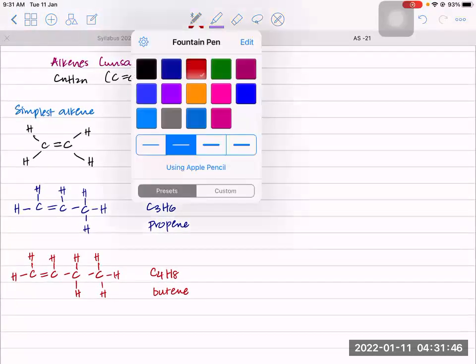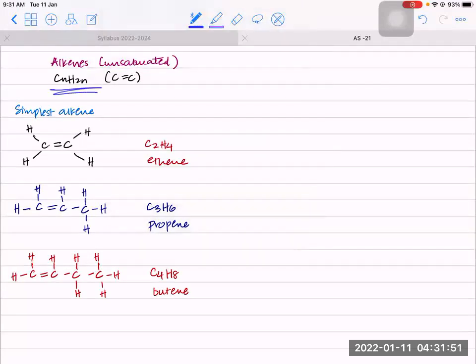Now, if you see here, the general formula is CnH2n. Yes, so you have CnH2n. If n is 2, H will be 2 times 2, and that's what you get here, C2H4. You see the general formula applies to all alkenes. C3H2 times 3, C3H6. C4H2 times 4, C4H8. Clear? So this right here is the alkene functional group.